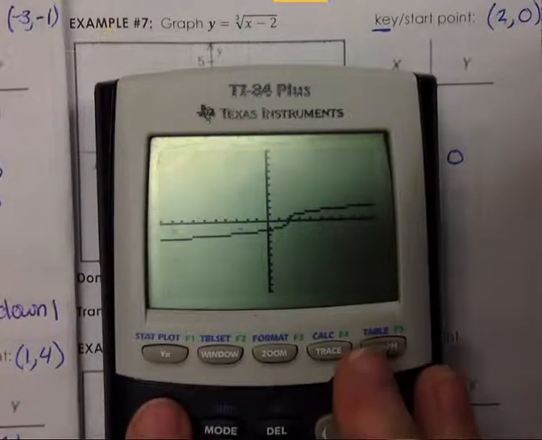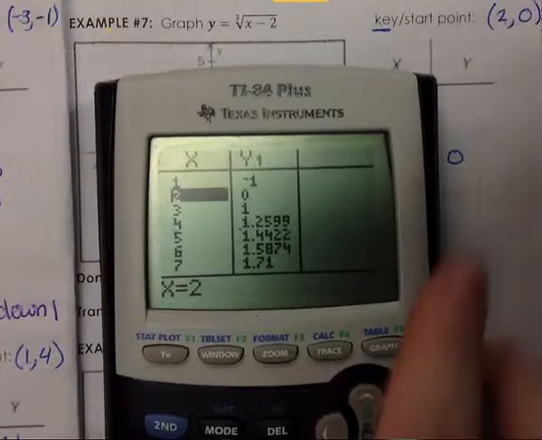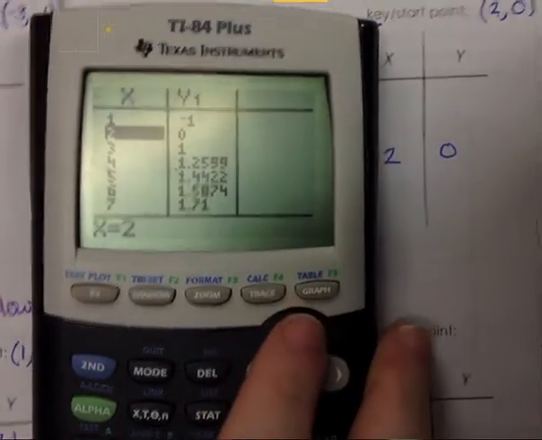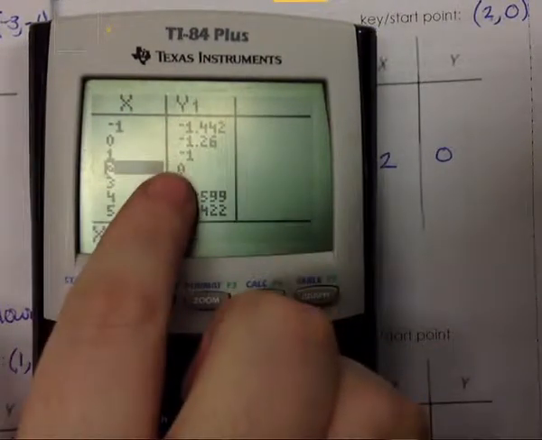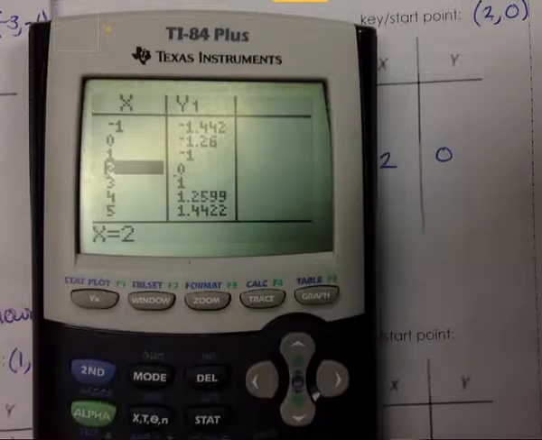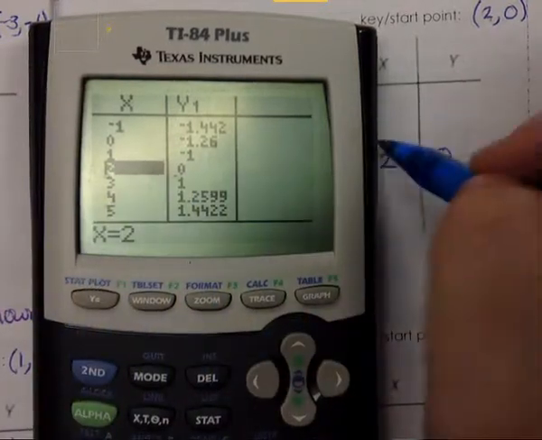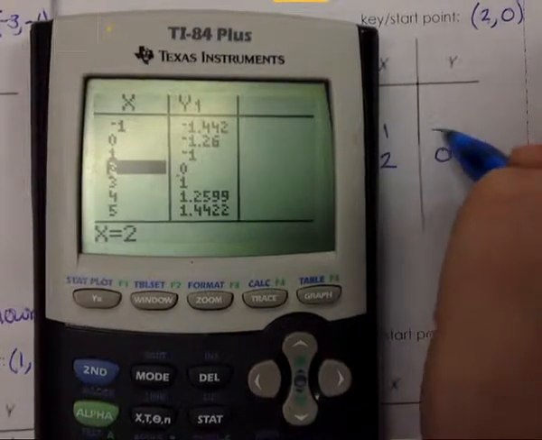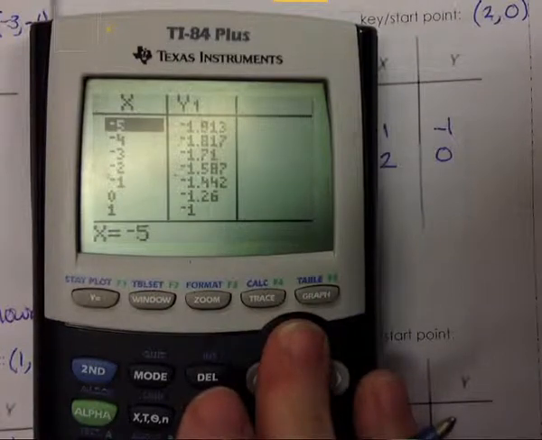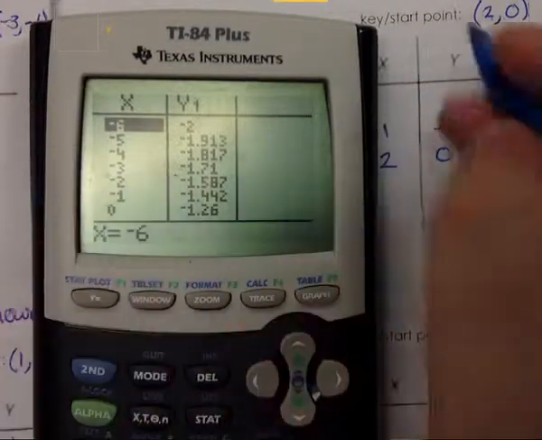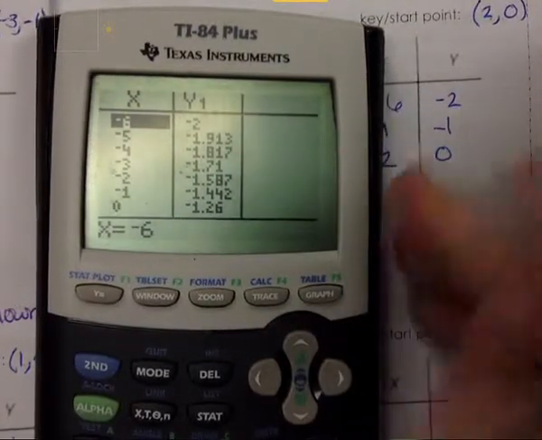So if we go to our table, we want to get more coordinates. So we want 2, 0 to actually be in the middle of our table. So I'm going to scroll up some more so that 2, 0 is actually in the middle. I want a couple more coordinates that are above my 2, 0. As you can see, the 1, negative 1 is above the 2, 0. So I can do 1, negative 1 here. And then I want to scroll up to see if I can find another one. So I have a negative 6, negative 2. I can graph it above. So negative 6 and then negative 2.